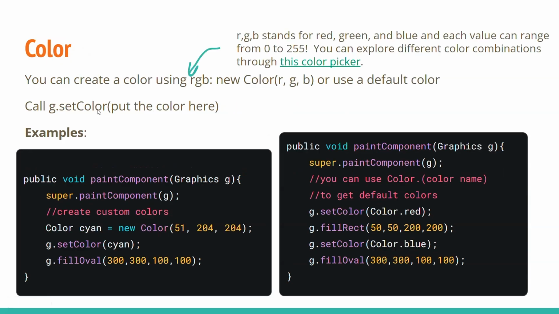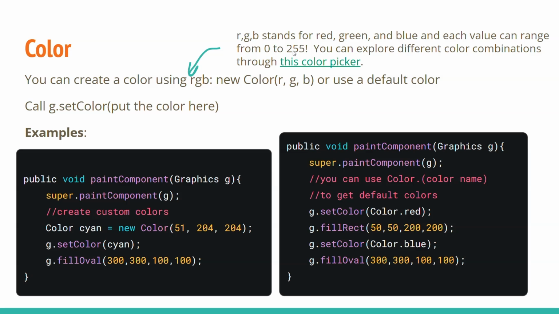Okay, so now color. If you want your things to be different colors, you're going to have to learn to use RGB, which stands for red, green, blue. It basically defines a color based on how many of each of these three primary colors it has. So each color, R, G, and B, will have a value of 0 to 255.